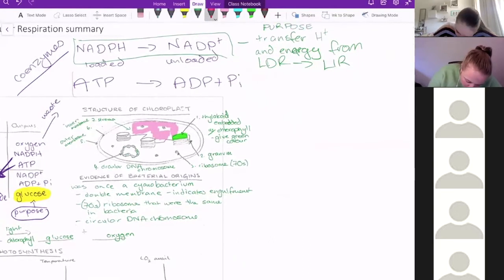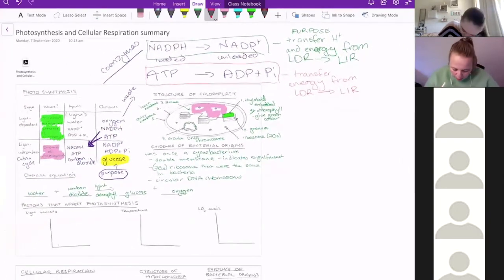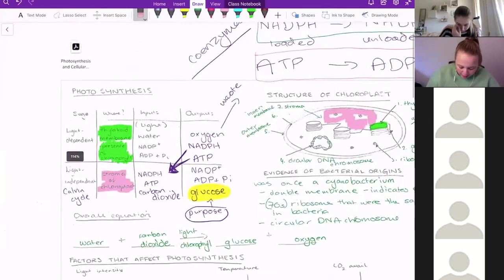So the next question is, what's the purpose of ADP and ATP? They don't transfer hydrogen ions, but their purpose is to transfer energy from LDR to LIR. That coenzymes dot point is actually part of the previous section. It's a part of the enzyme section, but it's really hard to teach it there, so I often teach it up here. Does anyone have any questions about this table in particular?